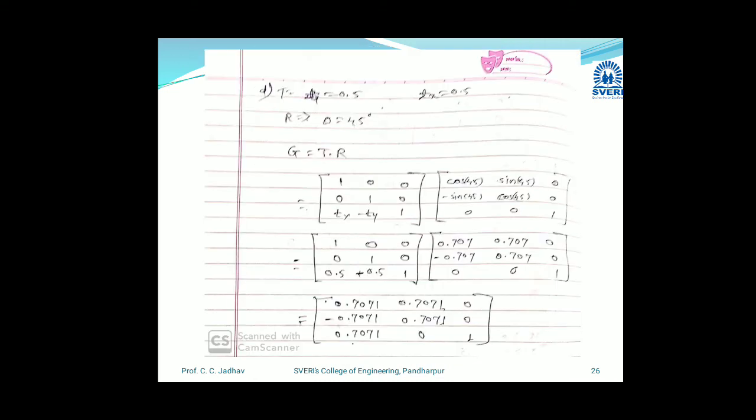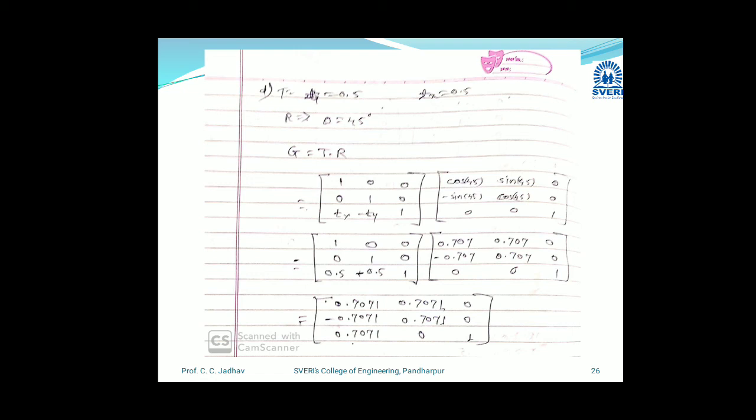So the last case, D: translate down 0.5 units, that is a Ty value of 0.5, then right 0.5, that is a Tx, and rotate anti-clockwise by 45 degrees, that is theta equal to 45 degrees. So the formula for this is capital G equal to T into R, where T means the translation matrix and R means the rotational matrix.